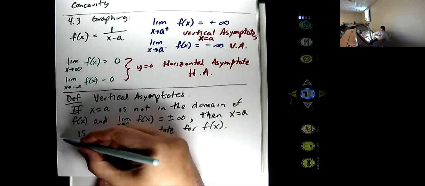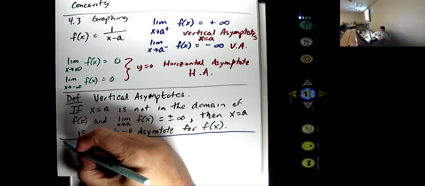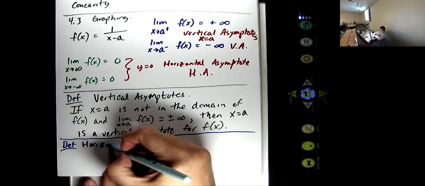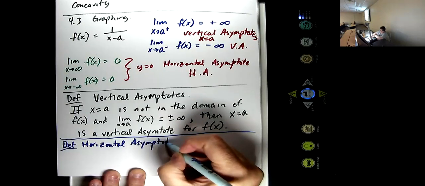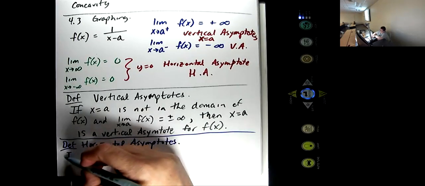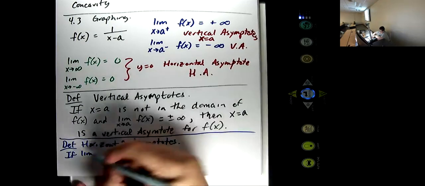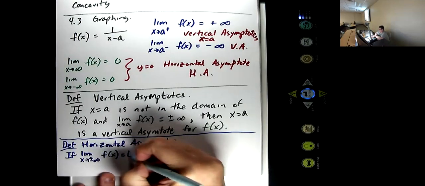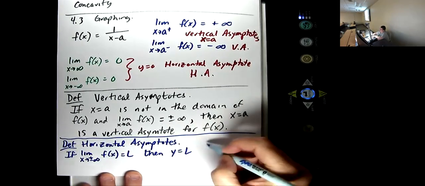Now, for our example for horizontal asymptote, we had x going to infinity and the limit being zero. But that's not what it is in general. If the limit as x approaches plus or minus infinity of f of x equals L, then y equals L is a horizontal asymptote.